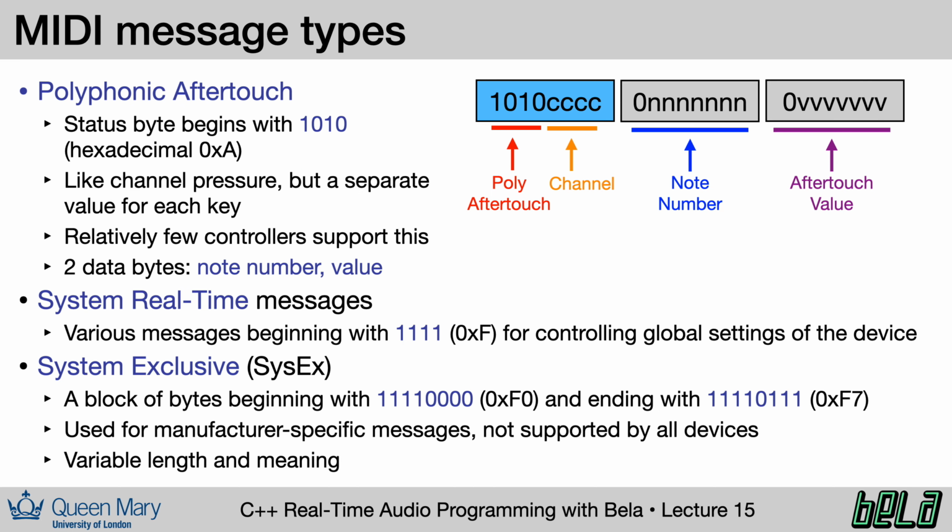The final types of messages that you'll encounter are polyphonic aftertouch, which is essentially like channel pressure but is specific to each individual key.